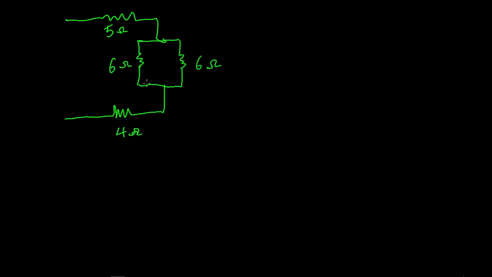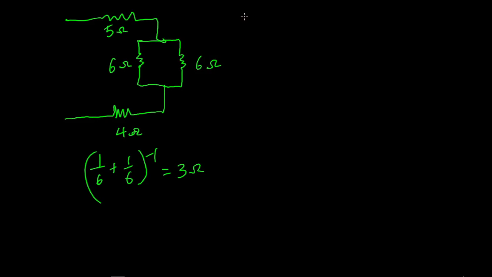To simplify this circuit to find the effective resistance, we first find the effective resistance of these 2 parallel resistors, and to find that we have (1/6 + 1/6) raised to the power of minus 1. If you calculate this, you are going to have a 3 ohms value. So that means we can easily replace these 2 resistors with a 3 ohms resistor.